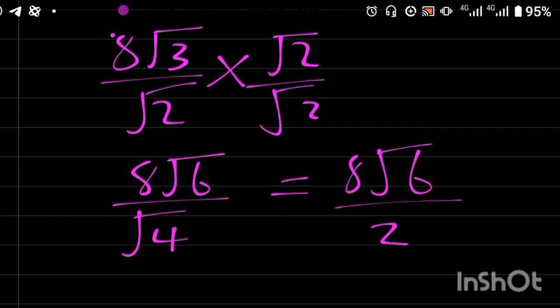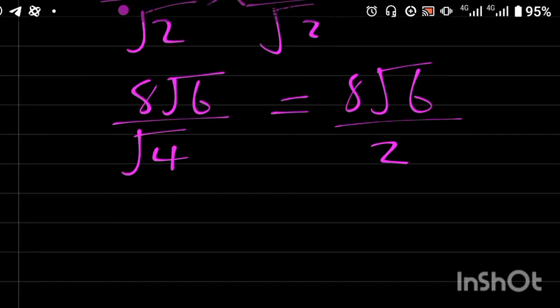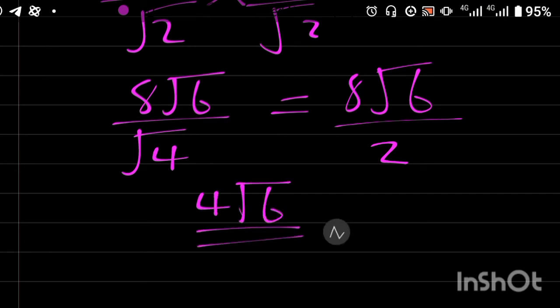This is just to tell you that whenever you multiply a root of a number by the root of the same number, the answer you are going to get is just the number. Root 2 times root 2 is 2. Therefore, 2 can go in 8. I'm going to have 4 root 6 as my answer.